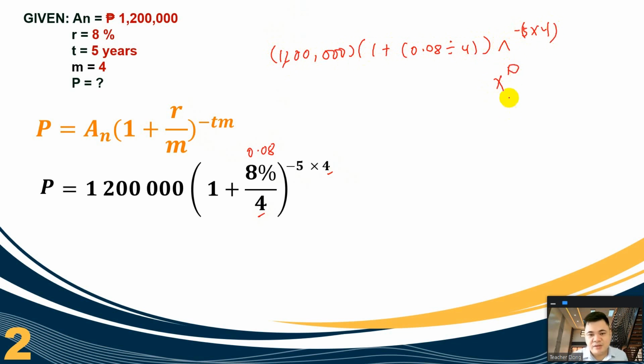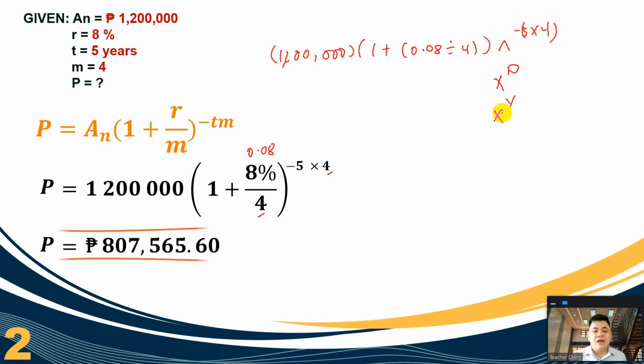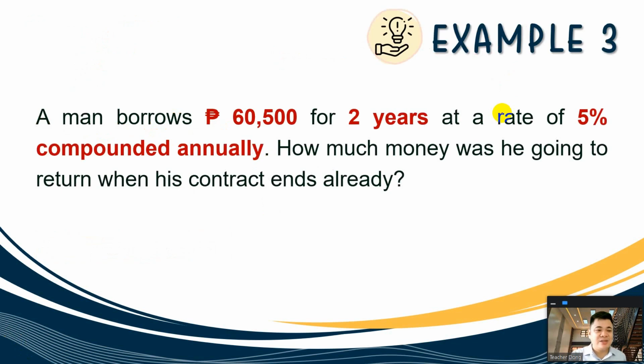Use the x to the power of y key, whatever you see in your calculator. The answer that we will get, the principal, is supposed to be 807,565 pesos and 60 cents. If you have questions, most especially my students who are watching right now, please message me, you know how. Okay? Thank you. Now let's have the third example.